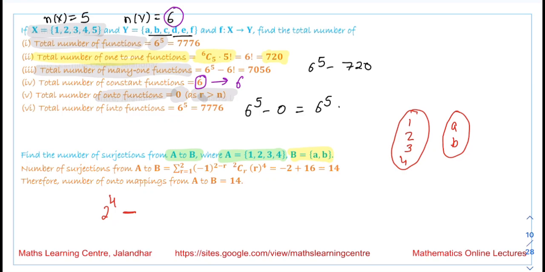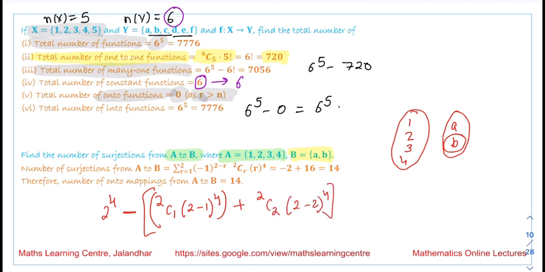First of all, if one element is not chosen, it means out of these two elements we are choosing one element, and we write 2C1 into (2 minus 1) raised to the power 4, plus 2C2 into (2 minus 2) raised to the power 4.